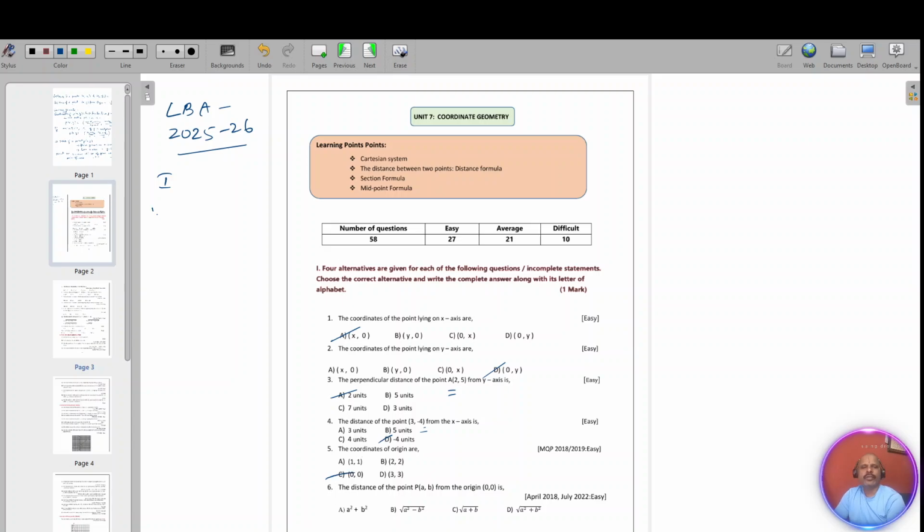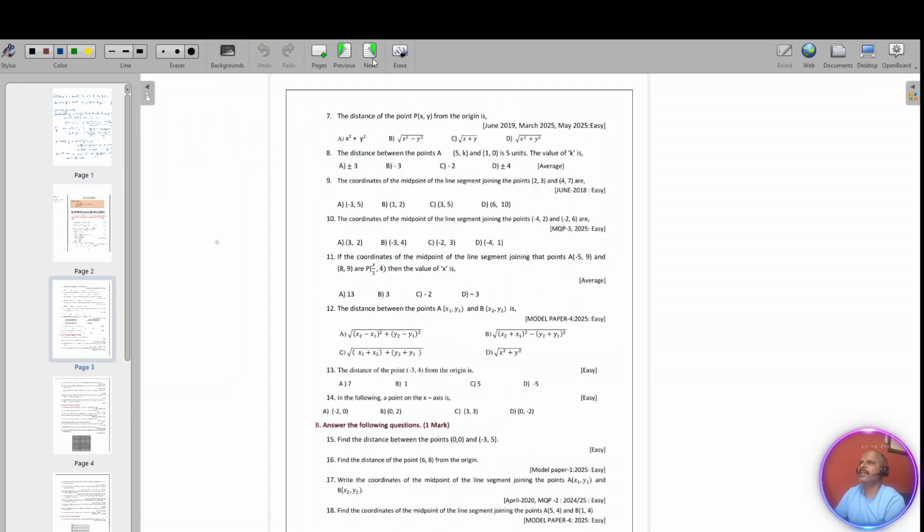You know the coordinates of the origin is 0, 0 because both axes intersect at the origin and their distance will be 0. It's a distance formula. Distance of a point from the origin is square root of a square plus b square. Simple formula it is. Here they gave a and b, now it is x and y, so it will be square root of x square plus y square.